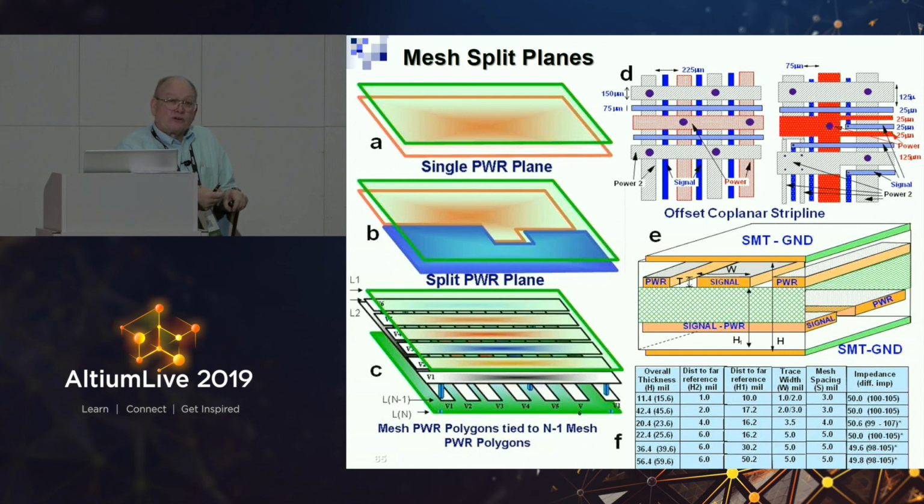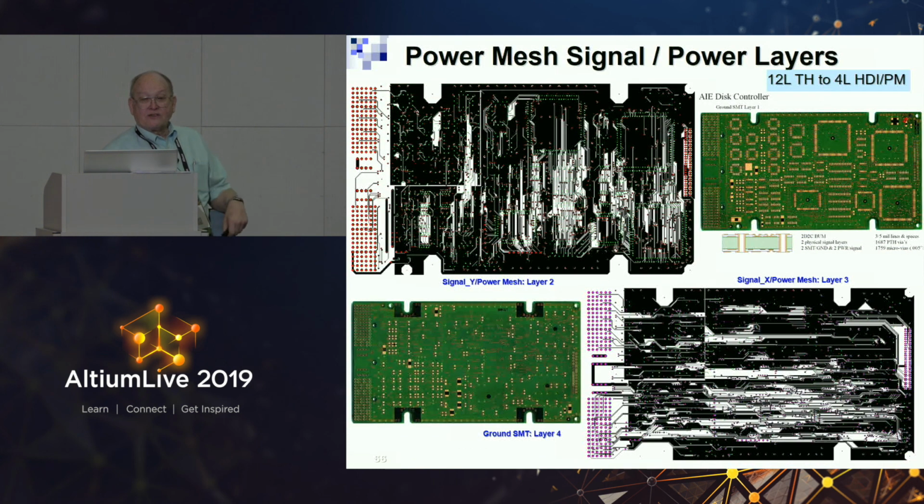But we're at such frequencies now in our bits per second that we're in the RF signal area, even though we're digital. And so this is actually examples of power mesh boards. These boards right here, these are 4-layer. Their through-hole equivalent were 12 layers. So these were taken from 12 layers to 4 layers.